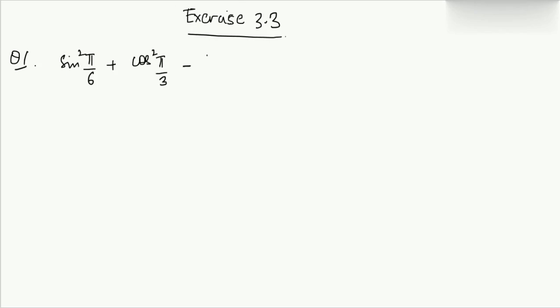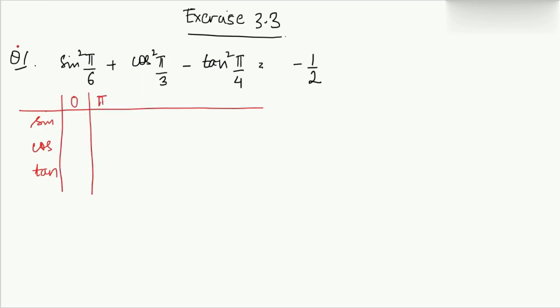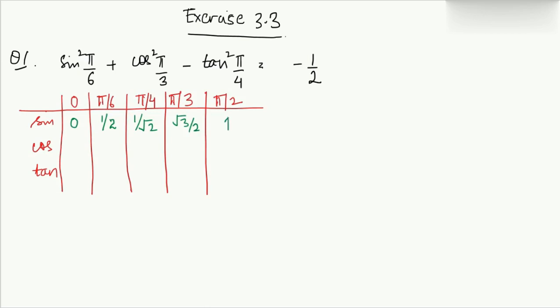We are starting with exercise 3.3. Question number 1: we need to prove sin² π/6 + cos² π/3 − tan² π/4 = −1/2. I am redrawing the table over here for sin, cos and tan values. We know tan is sin upon cos, so we'll obtain these values using the sin values and cos values.